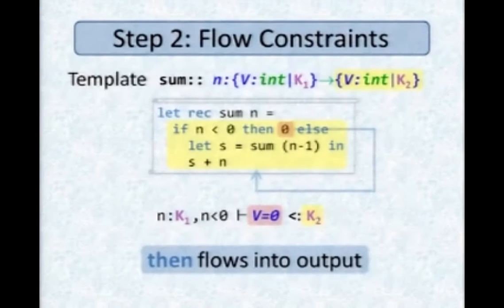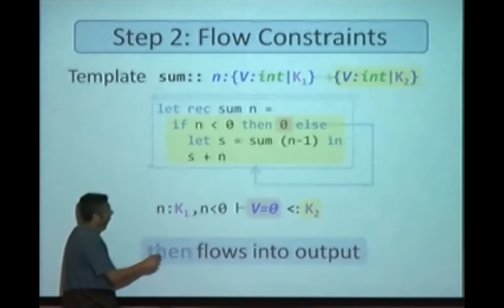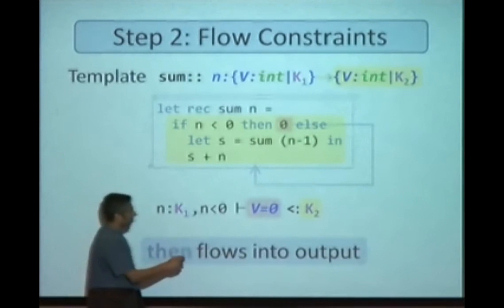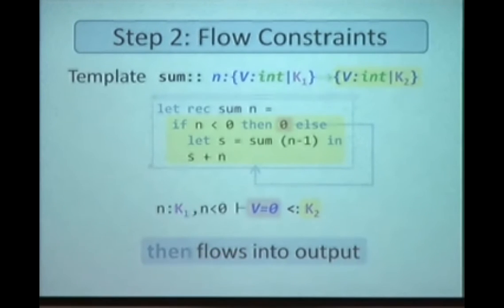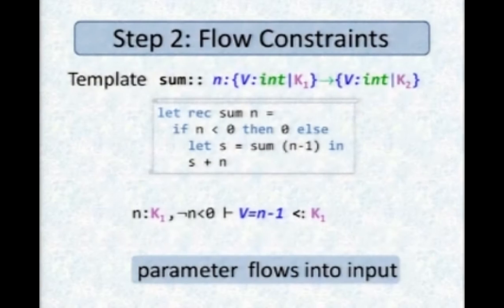I'm just going to simplify it. The something, for various reasons, is not needed. When n is of type k1 and n is less than 0, the value equals 0 is a subtype of k2, which, as Shaz points out, is going to become an implication. Okay, so that's one constraint.